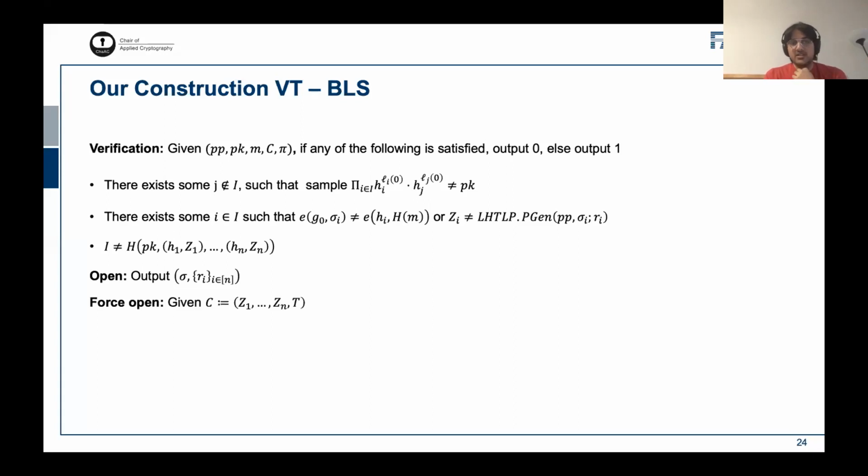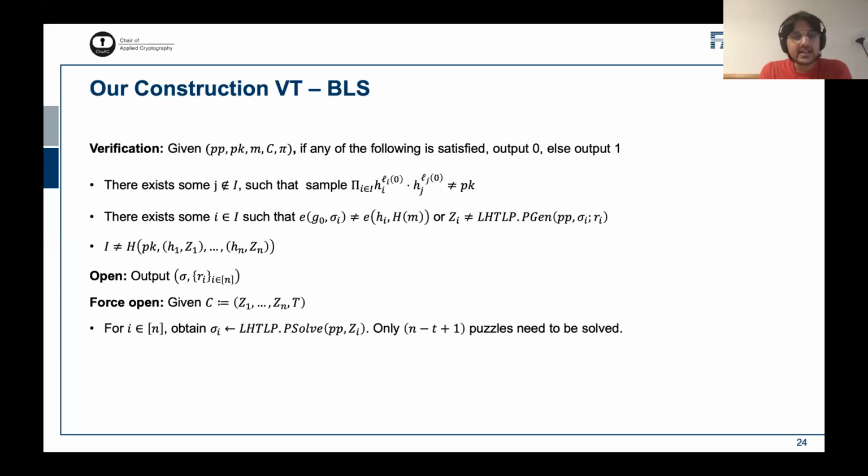If the committer doesn't do this, then the verifier has to really force open the puzzles. So you have the commitments Z1 to Zn. He solves each of these puzzles and computes the signature share sigma i. But notice that t minus 1 of these puzzles are already open, so he only needs to solve n minus t plus 1 puzzles. And once the verifier obtains these signature shares sigma i, it is just Shamir secret sharing reconstruction, and with t shares he can obtain the committed signature sigma.